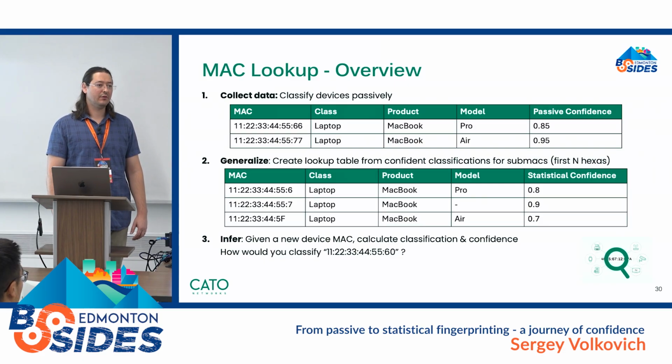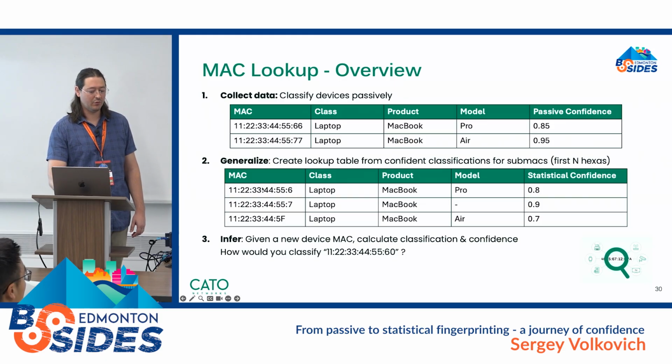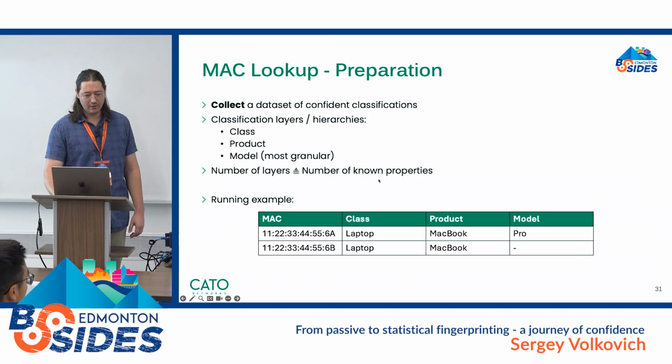The third step is that when given a new address, we calculate its classification by searching this file. So in this example, when given something that ends with 60, obviously we would all guess that the correct classification is the first row.